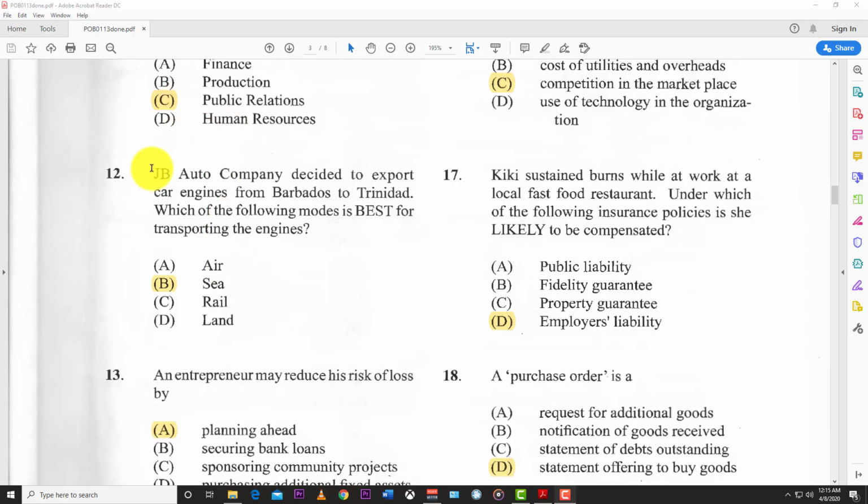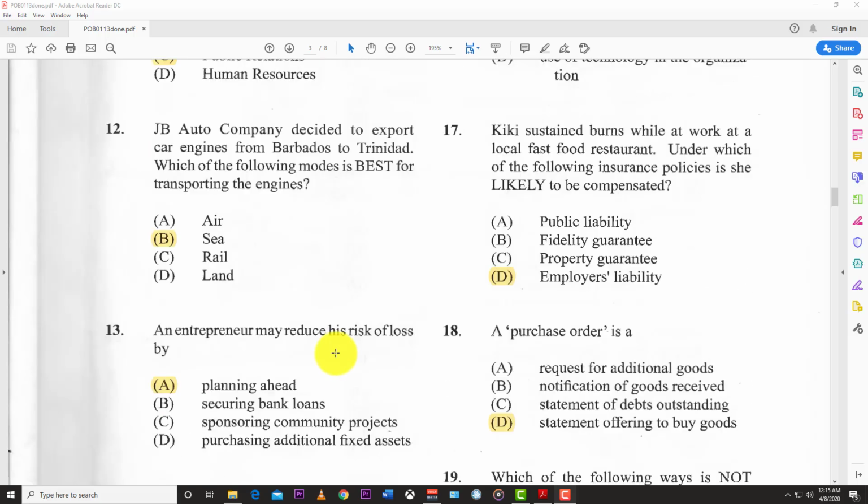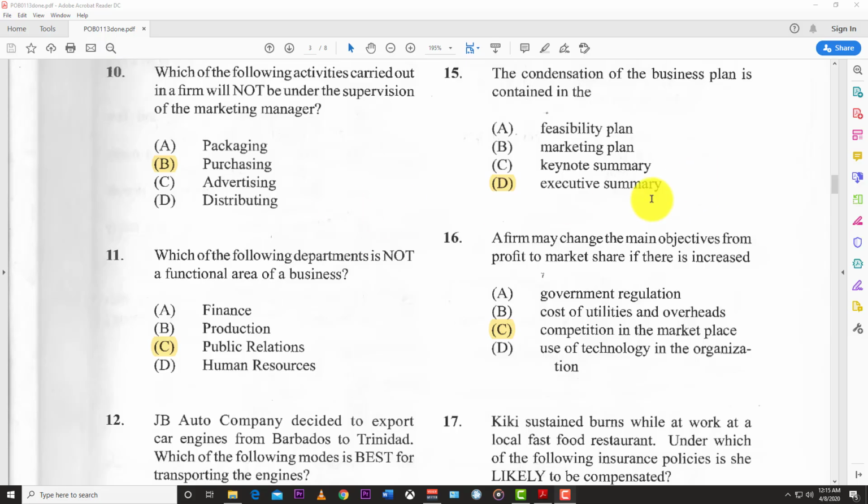Number 12, J.B. Auto Company decides to export car engines from Barbados to Trinidad. Which of the following is the best mode for transporting the engines? And of course, the best answer here is C. So that's B. 13, an entrepreneur may reduce his risk of loss by A, planning ahead. 14, cash used to secure a loan at a bank is referred to as, and the best answer here is A, collateral. 15, the condensation of a business plan contained in the executive summary, D.